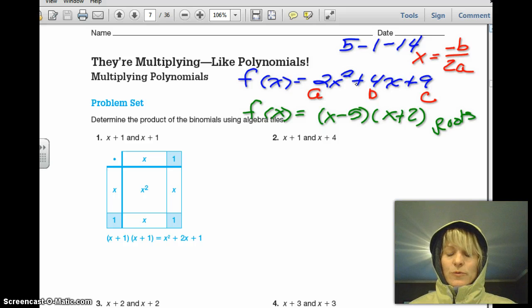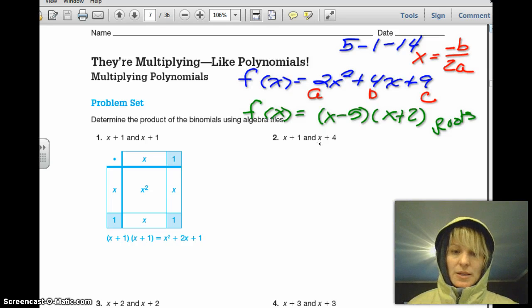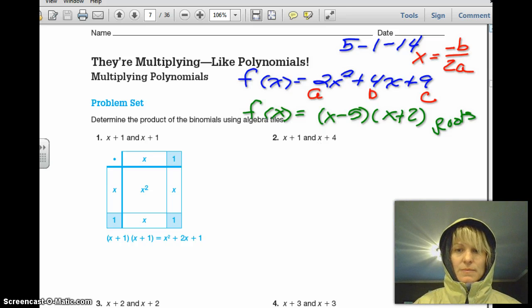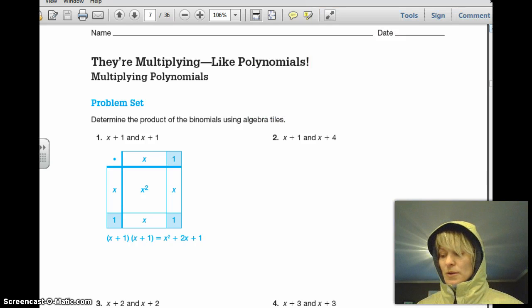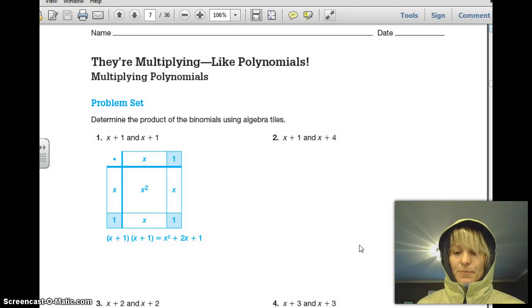So we need to be able to move from factored to standard and back and forth. And so this is where it's going to come into multiplying some binomials. I'm going to try to do a good job at keeping this above my head, so that you will be able to see things. All right, so there's a couple different methods for multiplying binomials. Okay, binomials are two terms.